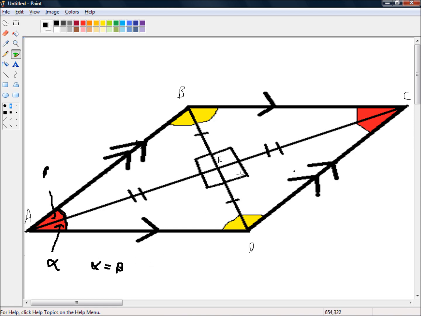Now if both diagonals are indeed perpendicular bisectors, then this angle here, which I'm calling D, I can split up into an angle which I'm going to call gamma and an angle which I'm going to call delta. And then I can also say that gamma is equal to delta.